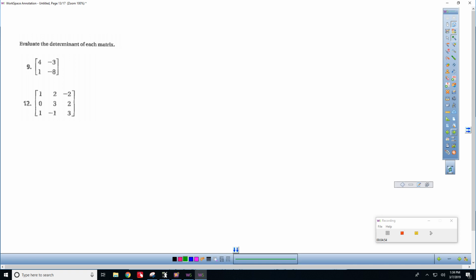Okay, evaluate the determinant. The determinant takes a matrix, which is technically two vectors. You guys don't know a whole lot about vectors yet, but you will in pre-calc. And we're going to take it into a scalar. So the determinant, how do you find the determinant of a 2 by 2 matrix?